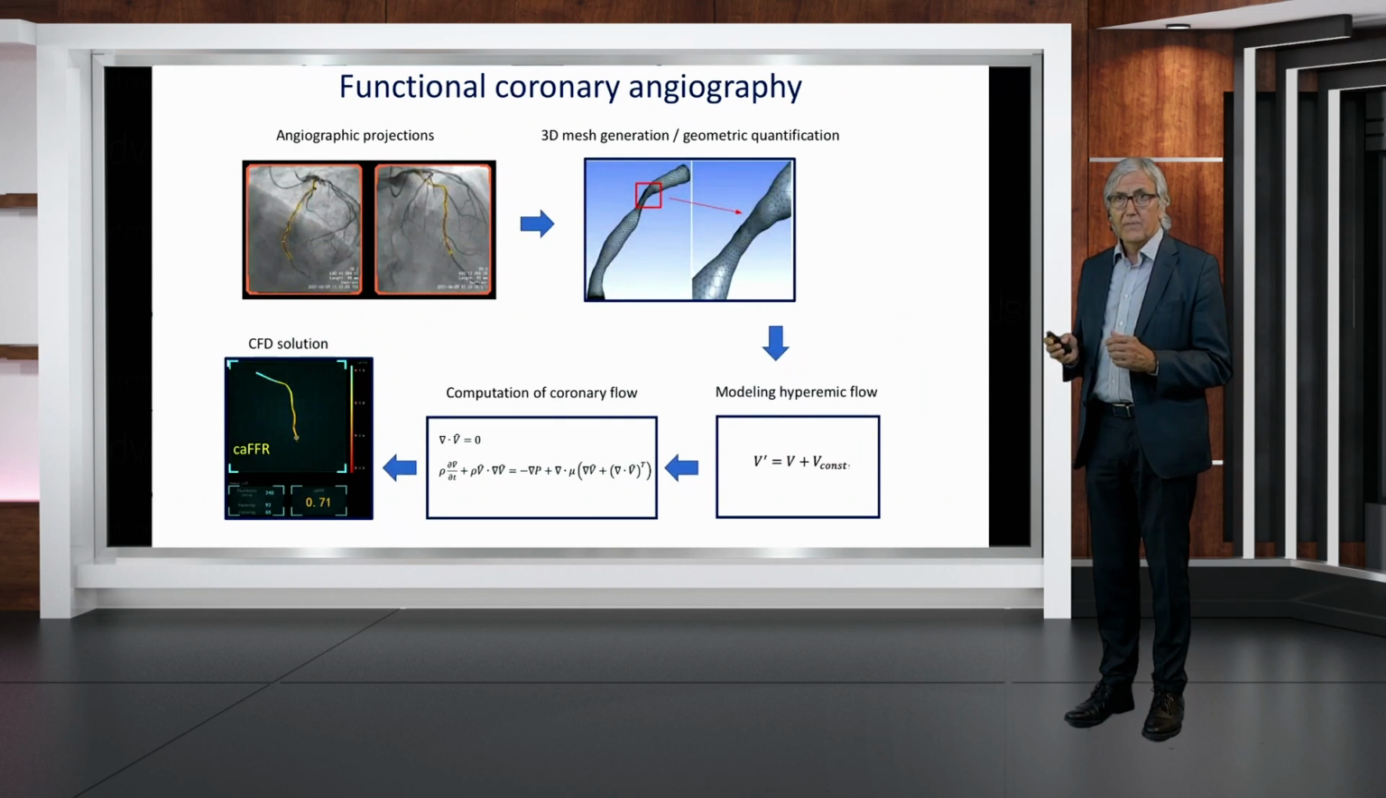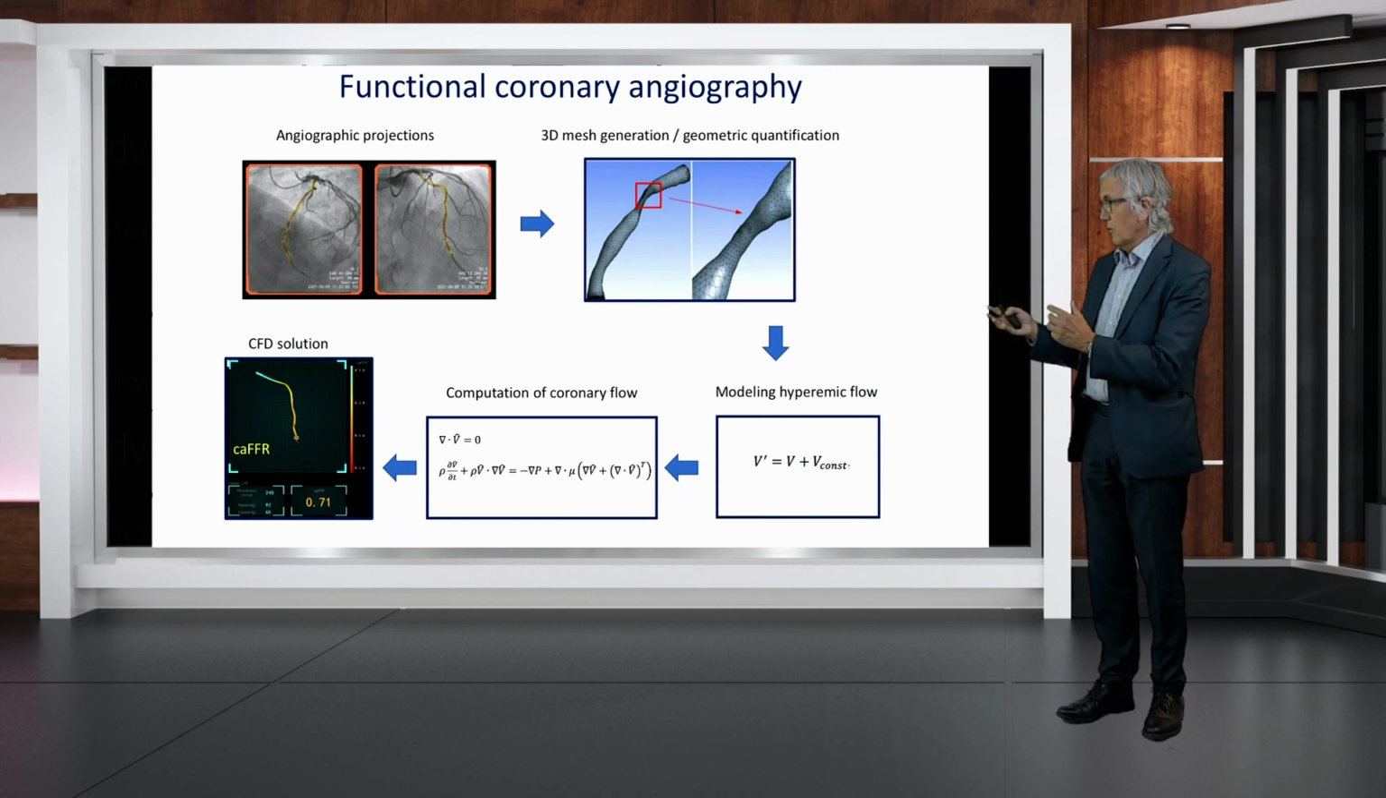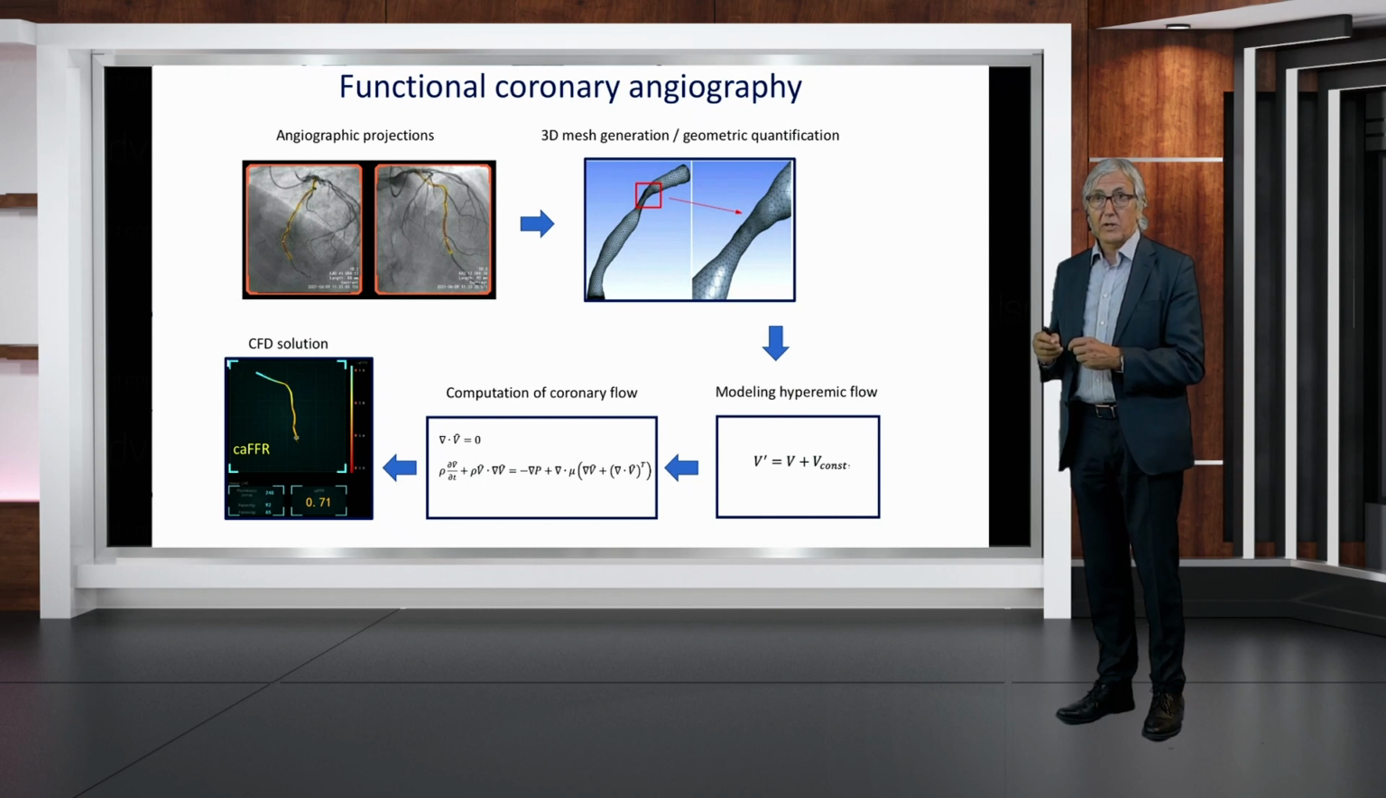How does it work? Typically, functional coronary angiography works by combining information obtained with three-dimensional reconstruction of the coronary arteries with computational fluid dynamics, by generating, therefore, information on whether these stenoses that are located in the coronary vessels are flow-limiting or not.